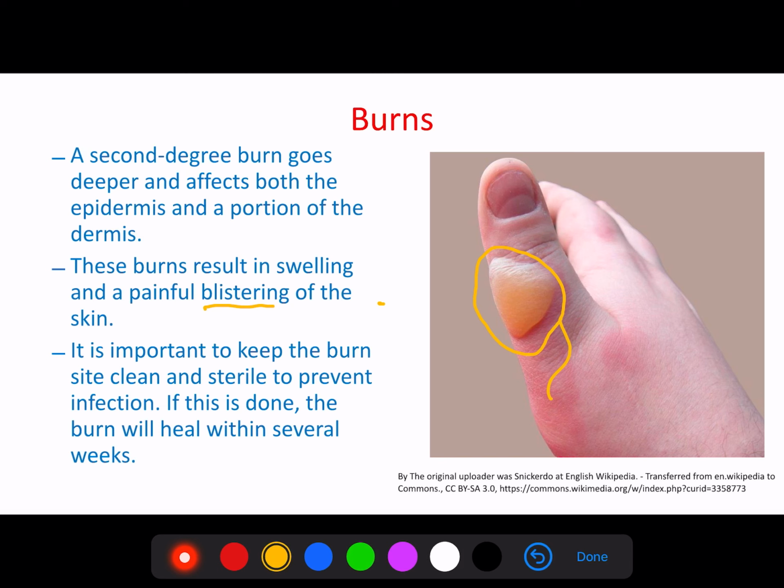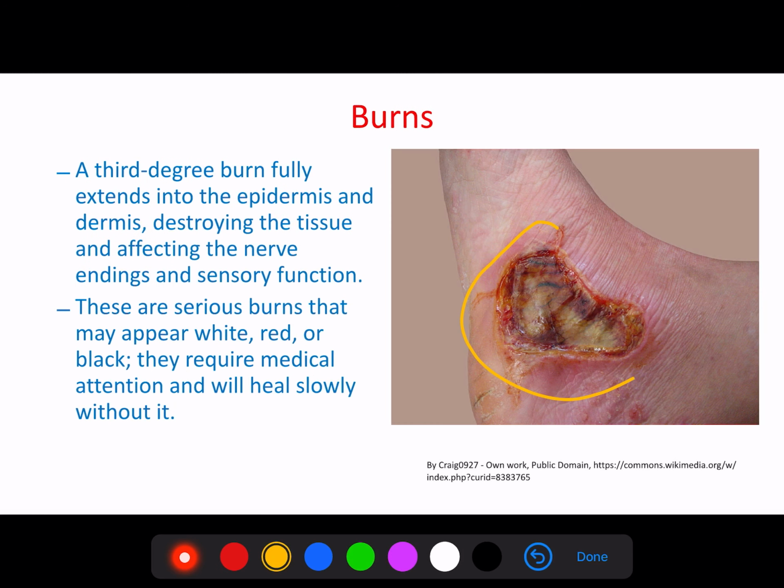However, with the third degree burn, which I'm going to show now, but be careful, the image might be disturbing to some of you. In a third degree burn, we are losing the epidermis. The epidermis is completely gone, and now we are having damage to the dermis, and sometimes even deep dermis. So for these third degree burns, you will have loss of nerve endings and sensory functions. That's why these are less painful. Sometimes they are not painful at all because there is no nerve ending to report the pain.